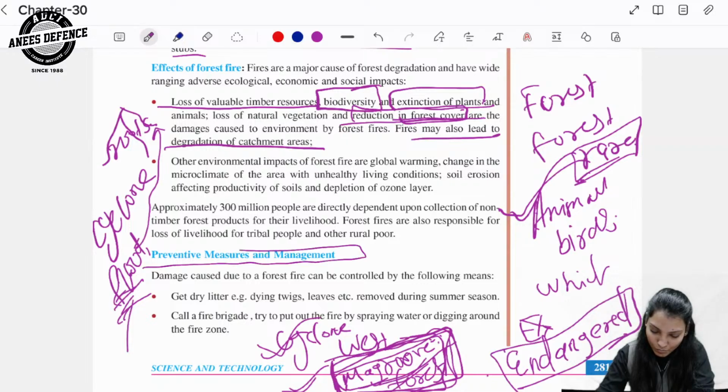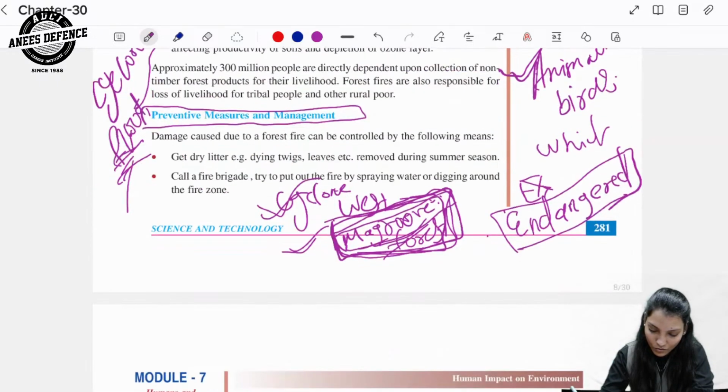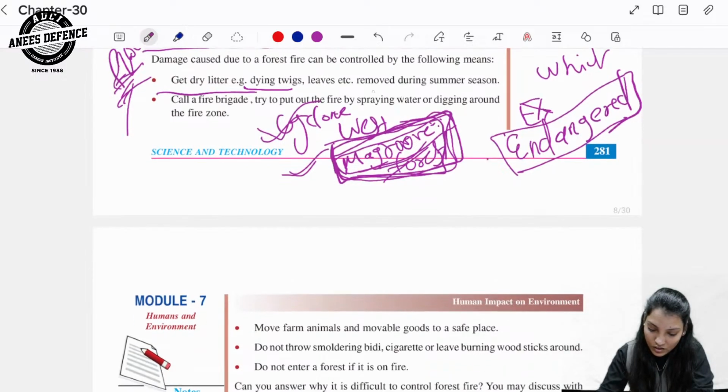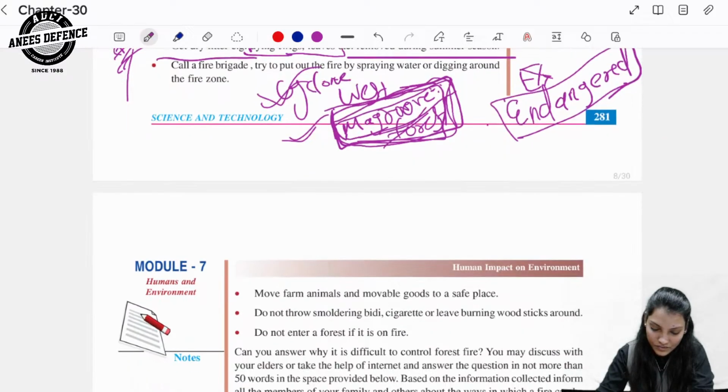Preventive measures and management to control this forest fire. Get dry litter removed during the summer. Dry litter, for example, dying twigs, leaves, etc., should be removed during the summer season, as these are the materials which burn easily. So we should remove these during the summer season.